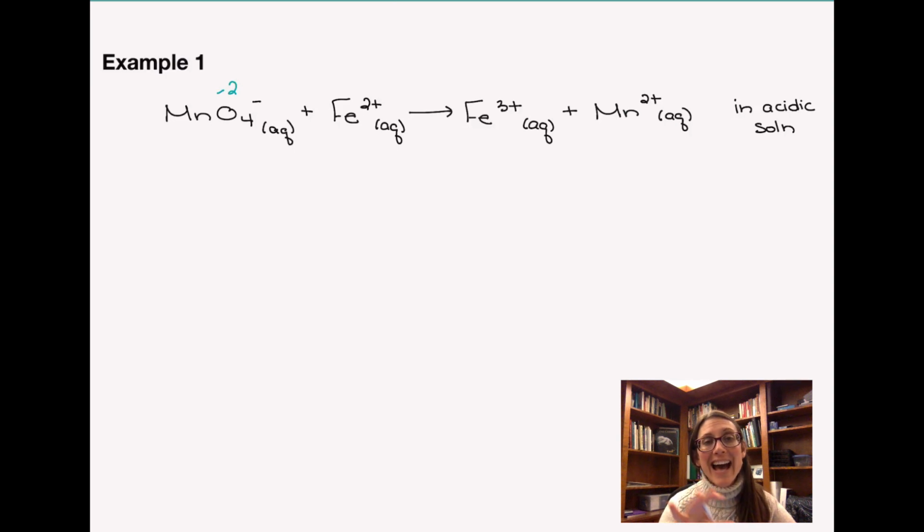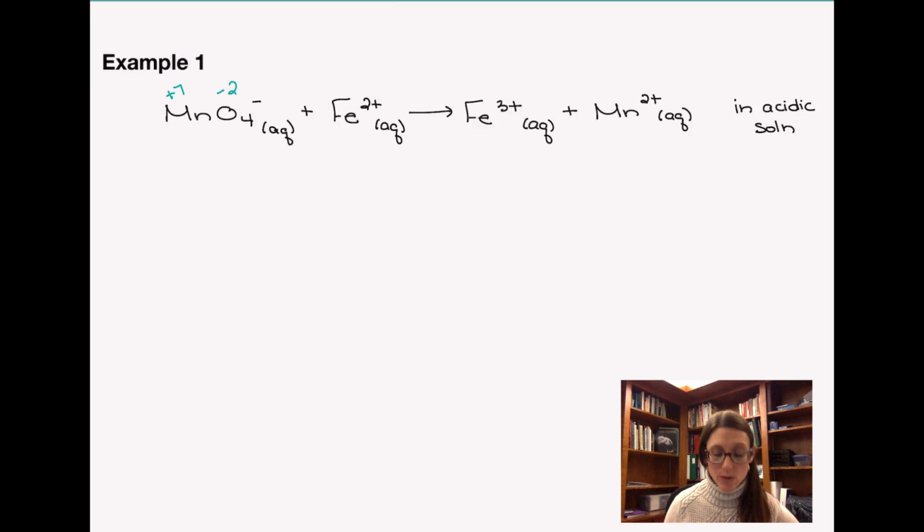In order for the chemical species' overall charge to be -1, the oxidation number on the manganese has to be +7. At this time, now that we have oxidation numbers for every element, we can figure out what is being oxidized and what is being reduced.